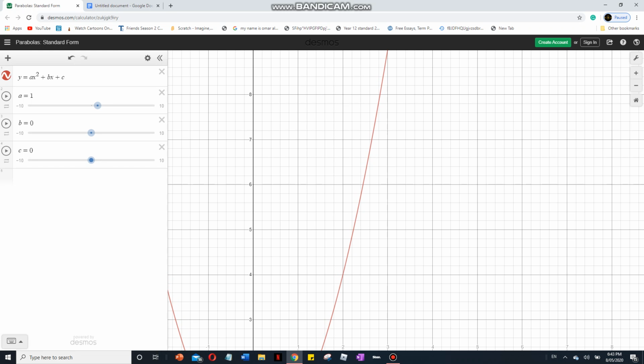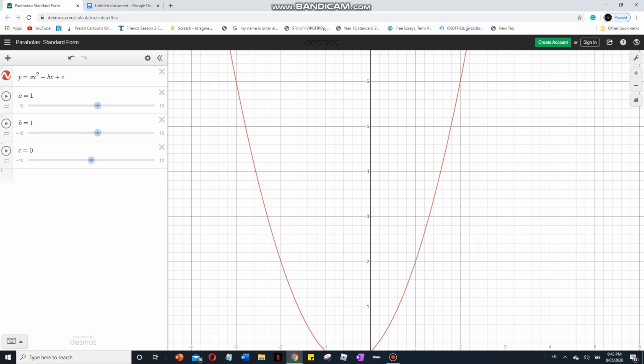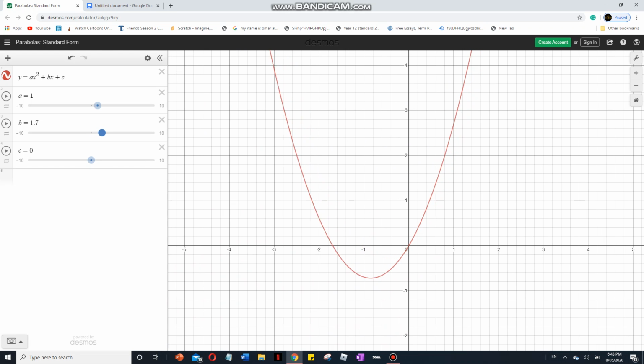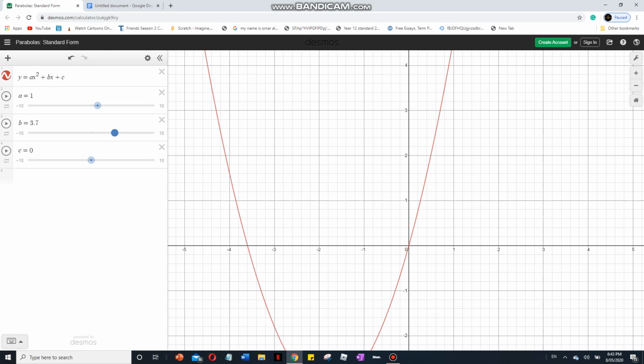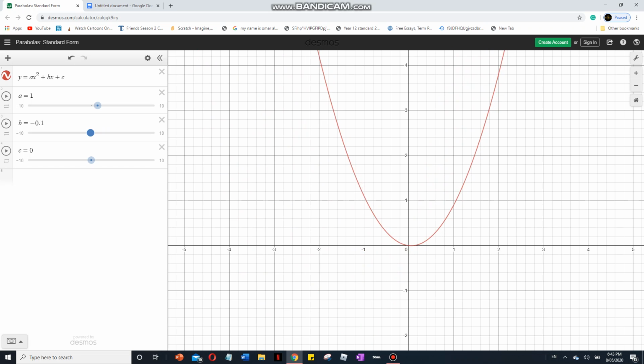For the b, which is the x-intercept, oh shit, wait. Never mind.